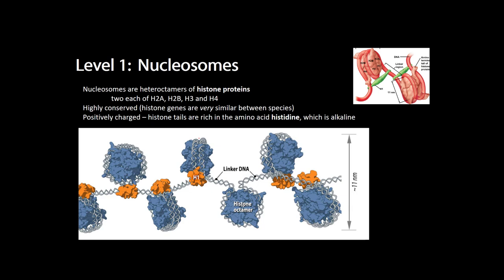All right, so the first level beyond the double-stranded helix is called the nucleosome. The nucleosome is a collection of 8 proteins called histones. That collection, this heterooctamer, forms what looks like a little pearl, and you can think of these as beads on a string.